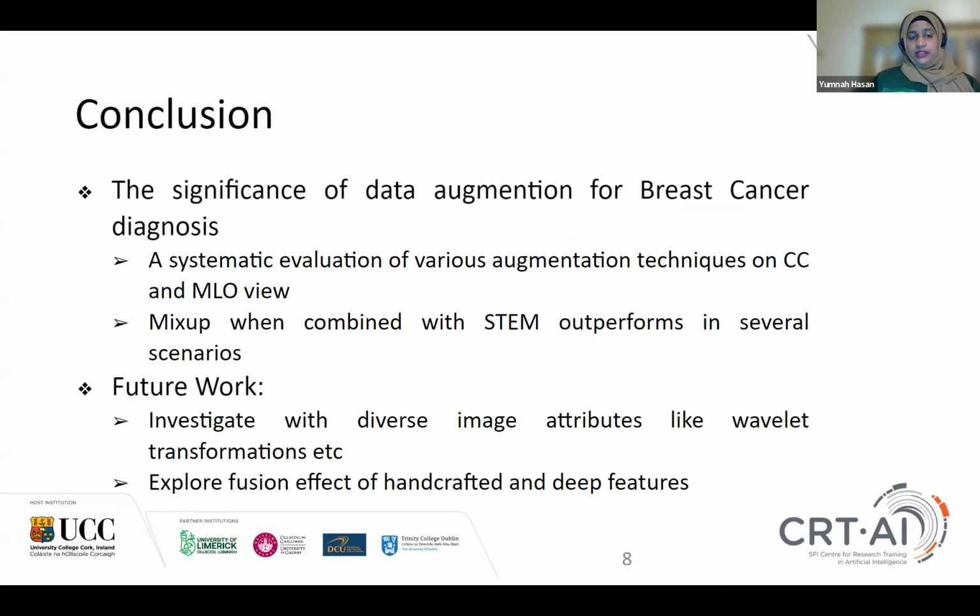So in conclusion, we have another analysis which shows which type of image views are promising for accurate diagnosis, but because of time constraint, I have not shown it here, but you can find the details in the paper. But we state that SMOTE-ENN, when combined with mix-up, turns out to be the best for data augmentation in case of highly imbalanced data. And in future work, we would like to try out different types of image features and also see the effect of a combined version of the deep and Haralick features.